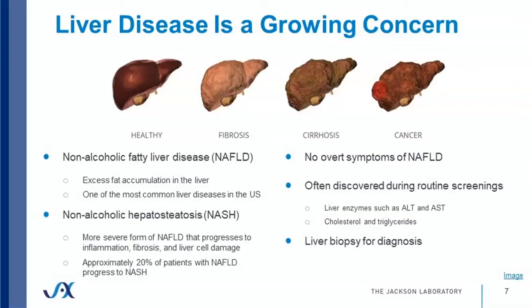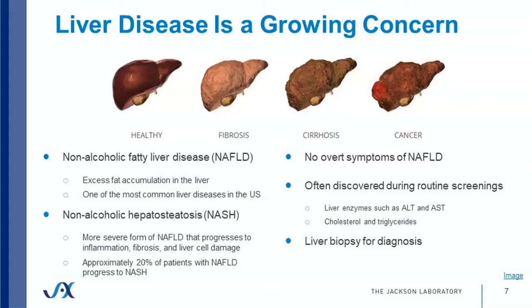Non-alcoholic fatty liver disease is the accumulation of fat in the liver and is one of the most common liver diseases in the U.S. Current estimates suggest that about 35% of the U.S. population has non-alcoholic fatty liver disease. The progression from fatty liver to NASH is about 10 to 20% of patients with fatty liver. However, most people who have this condition are unaware that they're at risk for NASH development.